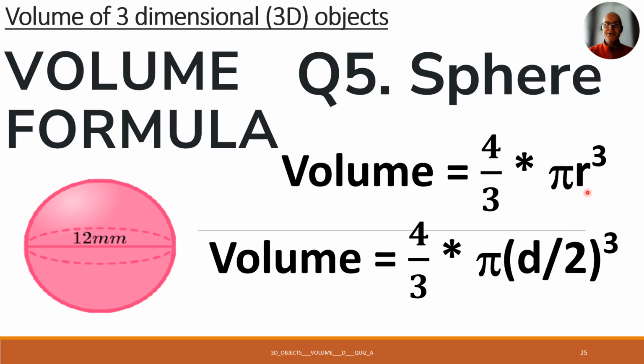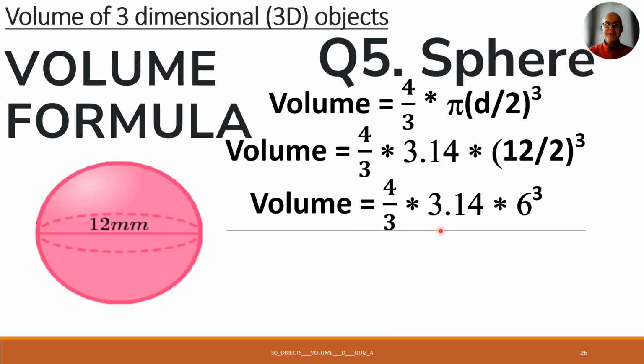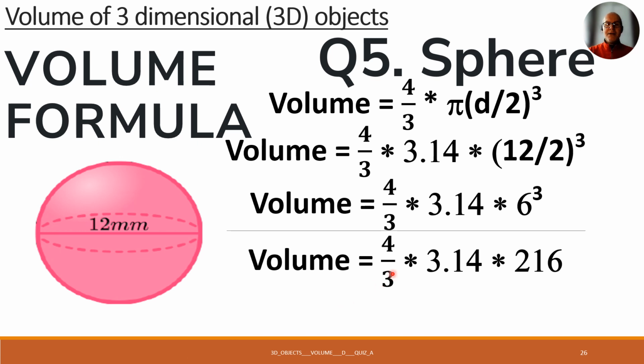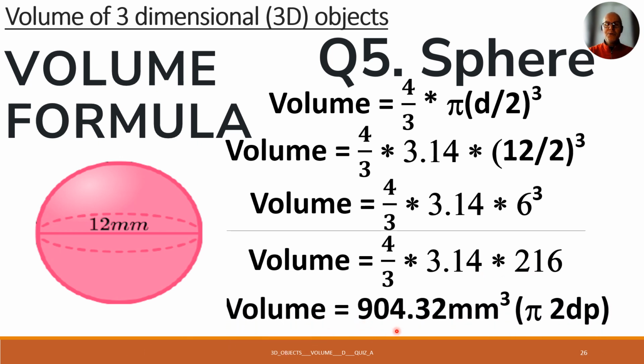Diameter divided by 2, because r is diameter divided by 2. Let's input those values. So 4/3 times pi, 3.14 to 2 decimal places, 12 divided by 2 to give our radius, and that's going to be cubed. So 4/3 times 3.14 times 6 cubed. 4/3 times 3.14 times 216, and that equals 904.32 millimeters cubed with pi to 2 decimal places.